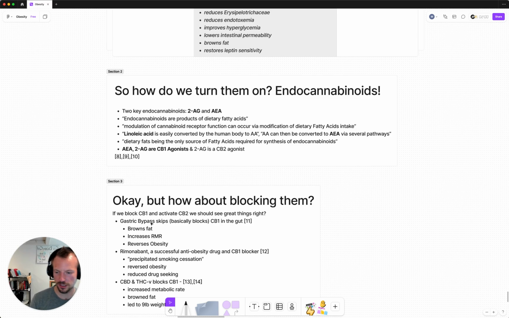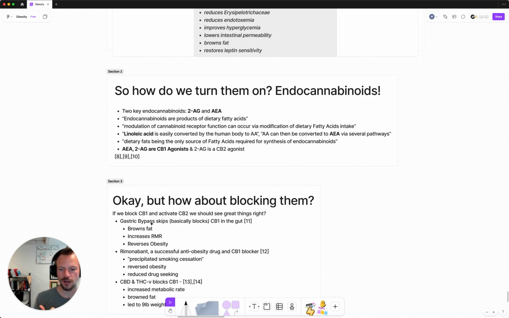Gastric bypass surgery basically blocks CB1 in the gut. It takes your gut and reroutes it outside of your stomach, outside of the first part of your intestine, and further on. You still eat food, you still digest those calories and can assimilate those calories in your body, but it skips the CB1 receptors for the primary pathway there, your digestive system.